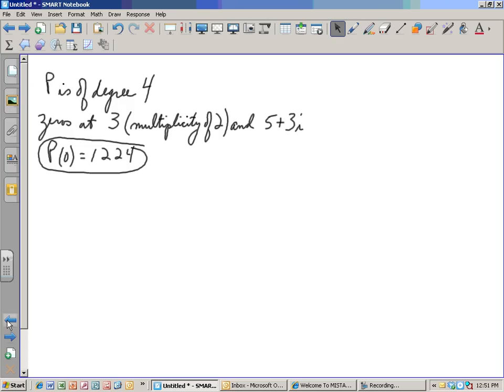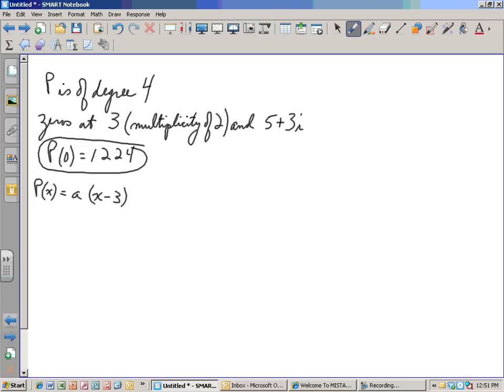Michael, if 3 is a 0, can you tell me what a factor is? X minus 3. And what does that mean, Mike? Multiplicity of 2. Should it be like 2a negative 6? No, it doesn't mean you multiply by 2.